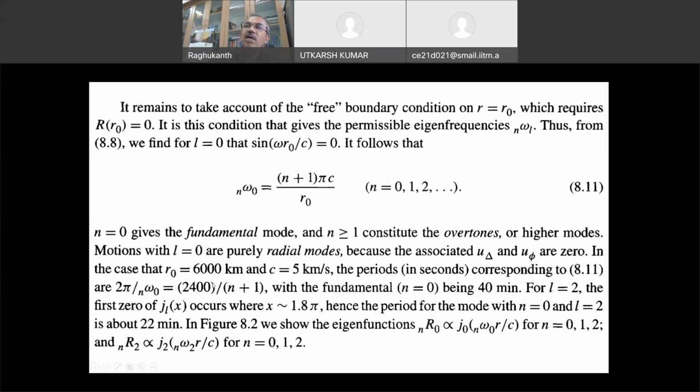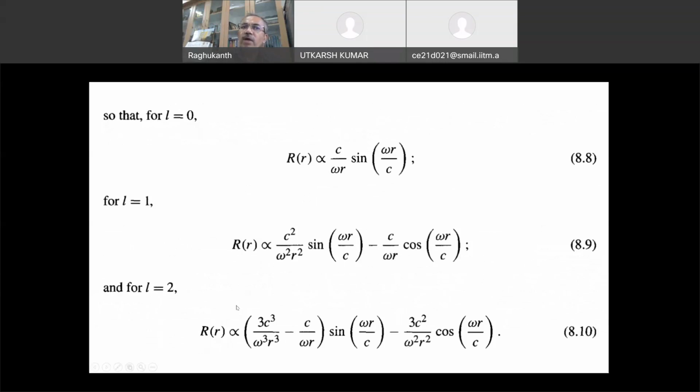2400 seconds. So if you write in terms of minutes, divide by 60, it is 40 minutes actually. So 40 minutes is the first time period of a fluid sphere which has radius 6000 and 5 kilometers. Now when L is equal to 2, it will have several natural frequencies, but the problem is that when L is equal to 2, you have to find the zeros of this equation. It is not that straightforward.